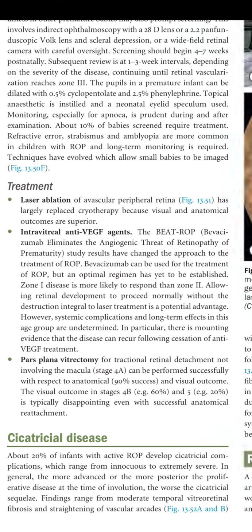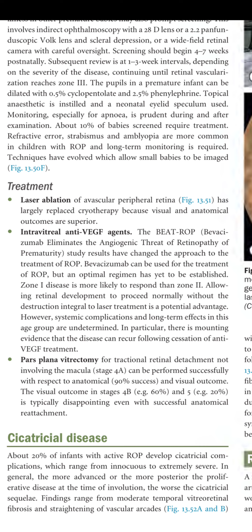Zone 1 disease is more likely to respond than zone 2, allowing retinal development to proceed normally without the destruction integral to laser treatment. This is a potential advantage. So in this part, basically the retina is not being destroyed, so it is a great advantage as compared to laser. However, systemic complications and long-term effects in this age group are undetermined. In particular, there is mounting evidence that disease can recur after the cessation of the anti-VEGF treatment.